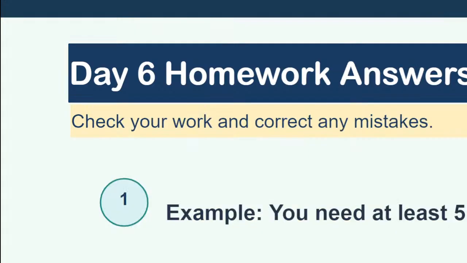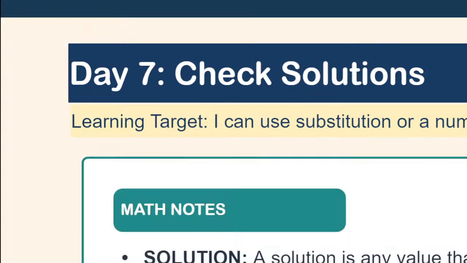Answer keys on that slide. Number 1, example, you need at least 5 books. Number 2, example, its time must be less than 30 minutes. Number 3, open circle at 9, shade right. Number 4, closed circle at 18, shade left. Number 5, example, you may use at most 20 cards. Number 6, example, age must be greater than 12. If you miss one, explain the correction in words.